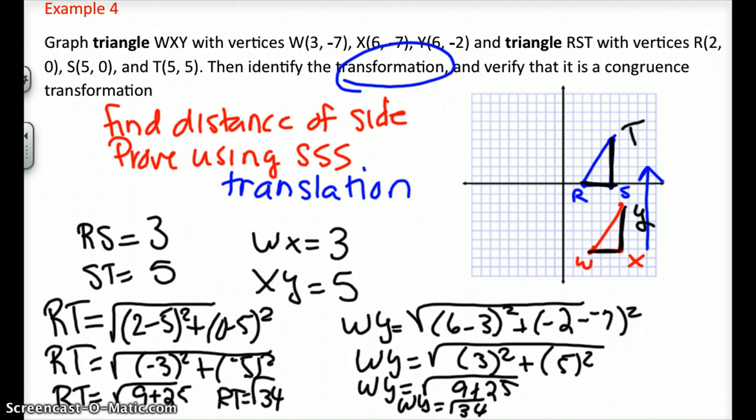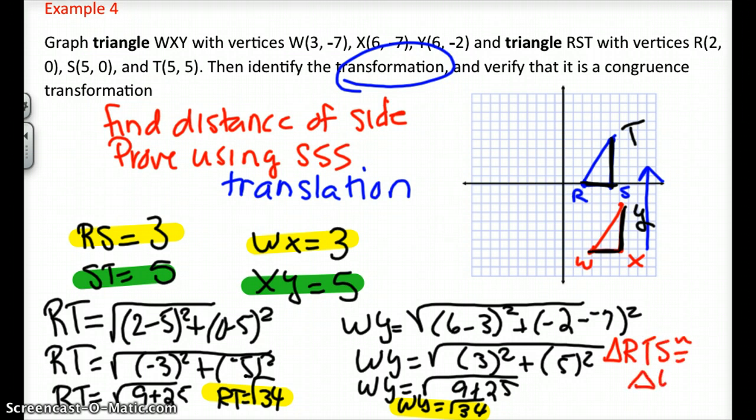So when I look here, I am getting congruent sides. RS and WX, ST and XY, and then I have my RT and my WY. So I can go ahead and say now, and this is part of your answer, people, make sure you write this down. I'm running out of room, but triangle RTS is congruent to triangle WYX by SSS. So you need to make sure that you're communicating that.